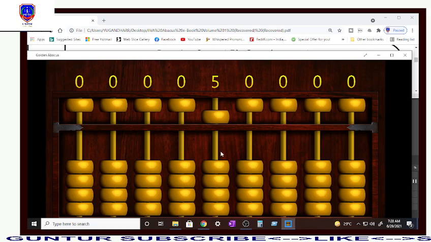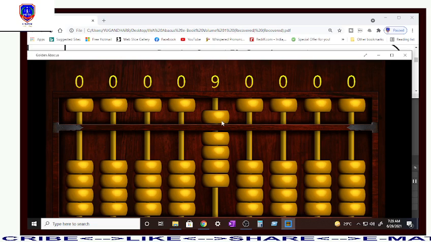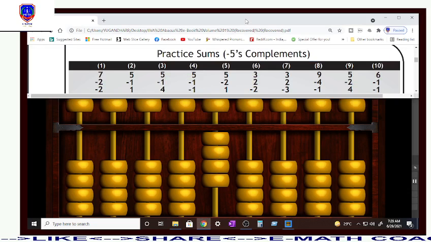Now, we use minus 5's complement. According to minus 5's complement, plus friend minus 5. So, 1's friend is 4, so just add 4 to it and remove 5. Now, this is the answer for this question, 4. Similarly, do the remaining problems shown here.